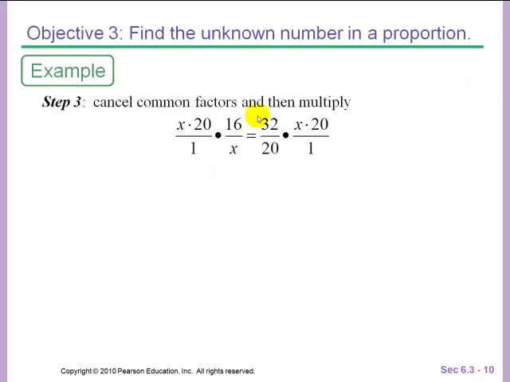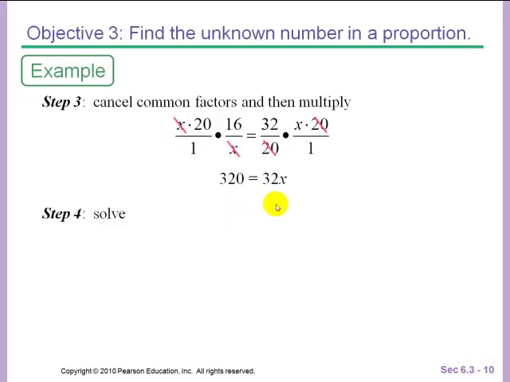Notice that on the left side of this equal sign, so imagine there's kind of a fence here, on the left side of this imaginary fence the x's cancel out. On the right side of this imaginary fence, the 20's cancel out. And now I'm going to multiply what's left. 20 times 16 divided by 1. Well, notice dividing by 1 doesn't do anything, so I'm simply going to do 20 times 16 is 320, and 32 times x we simply write as 32x. Again, over 1, the 1 in the denominator doesn't do anything.